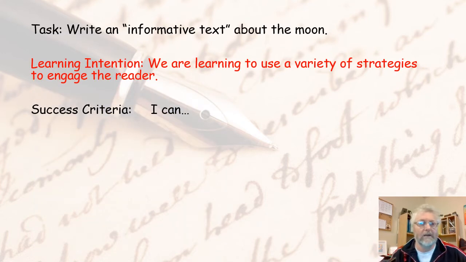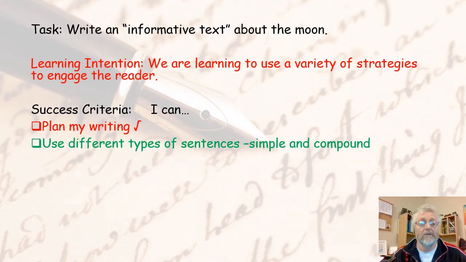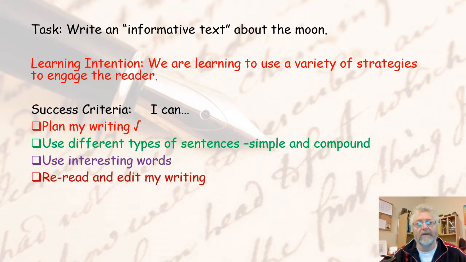So let's have a look back and think about what my task is. It was to write an informative text about the moon. We also learnt that we had to use a variety of strategies to engage the reader, get the reader interested in my writing. The first part of my success criteria was plan my writing, and yes, I did do that. What do I now need to make sure that I've got? I need to make sure I'm using different types of sentences. I need to make sure I'm using interesting and technical words, and then I need to reread it and read it again, and to make sure that I've edited my writing to make sense.